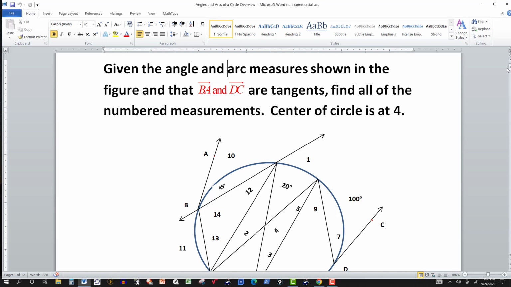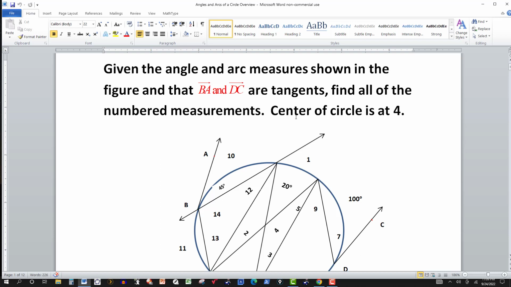This video will be an overview of many of the different types of angles we've looked at: central angles, inscribed angles, angles formed by a chord and a tangent, and so on. Most of these, the majority of these, are included in this diagram here. So we have given the angle and arc measures shown in the figure, and that BA and DC are tangents. Find all of the numbered measurements.